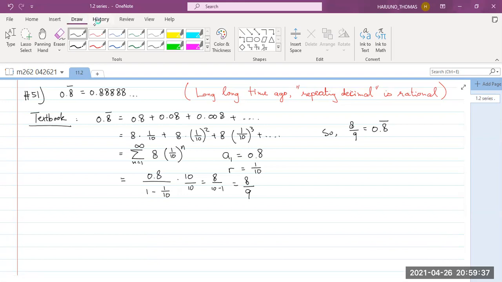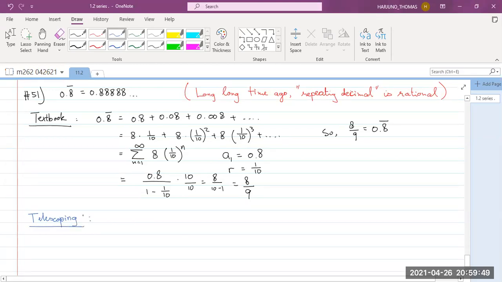Okay, now the telescoping method. I don't want to call this the Thomas method, even though it starts with T. Let's say the sum S is 0.88888 forever, right? Now notice that it repeats every one digit. So if I multiply by 10, it will move by one digit. Do you see that?